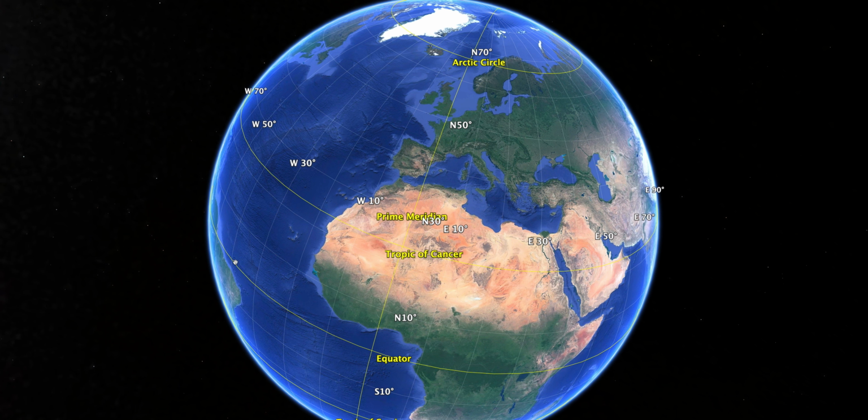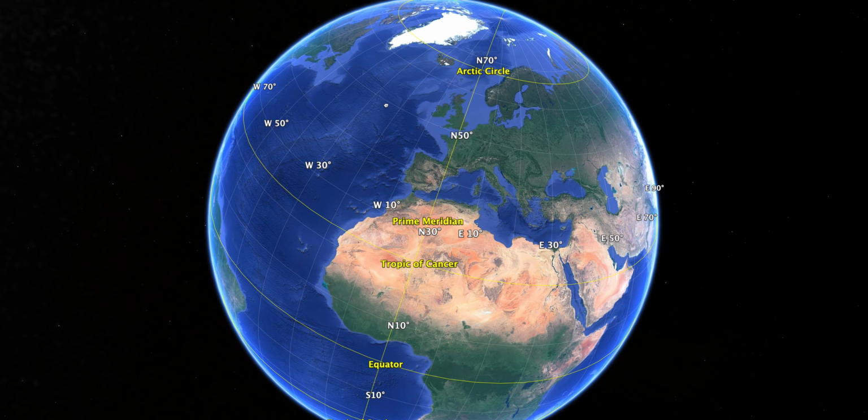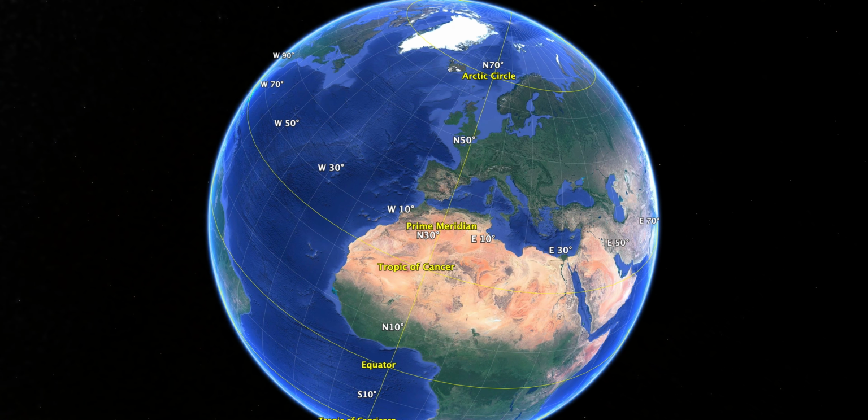So here you can see the equator, Tropic of Cancer, the Arctic Circle, and that's the prime meridian. It runs through London, more precisely it runs through Greenwich. And that's where you get Greenwich Mean Time from, and that's the universal time that's used throughout the whole of the world. Each one of these lines is known as the longitude. As you can see, they're all 10 degrees apart.